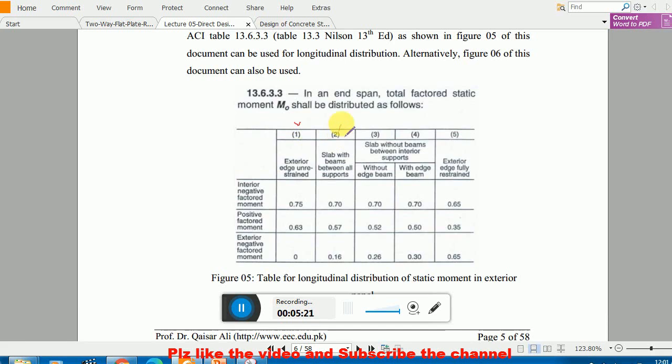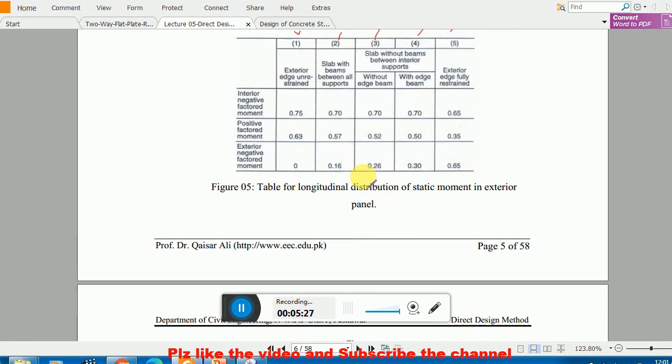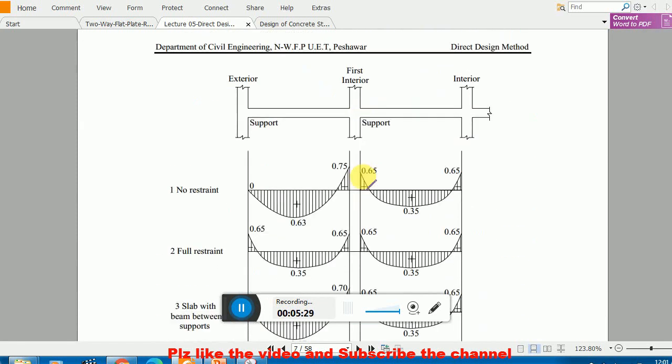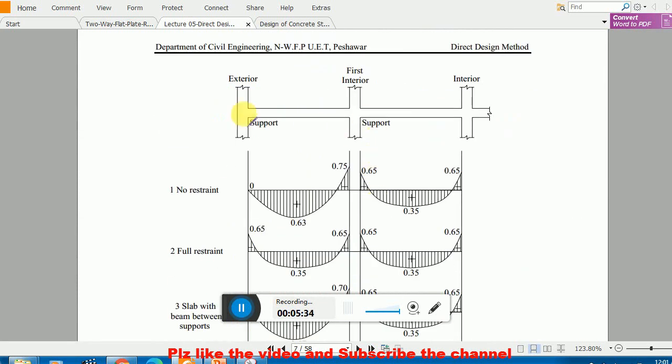So in the DDM method, you have 1, 2, 3, 4, 5 cases, and we have different coefficients. We have to understand these coefficients in this shape. Remember, we have exterior support, interior support, interior support. The moment right here is called exterior negative moment. The moment right here is called interior positive moment.